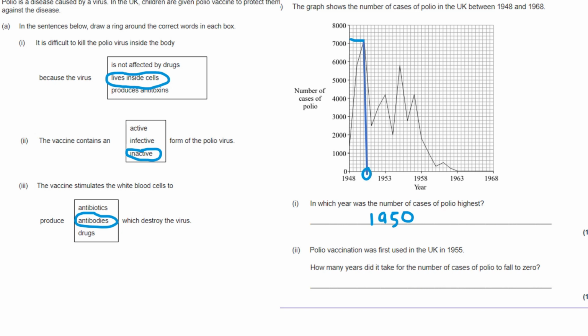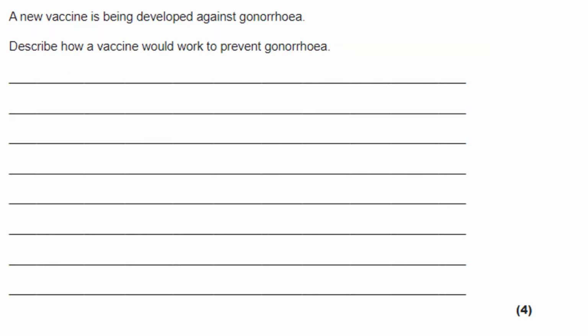Polio vaccination was first used in the UK in 1955. How many years until the cases fell to zero? Well, we can see from the graph that in 1963 the cases have reached zero. So if we want to know how long that took, it's 1963 minus 1955 when it started, which is 8 years.